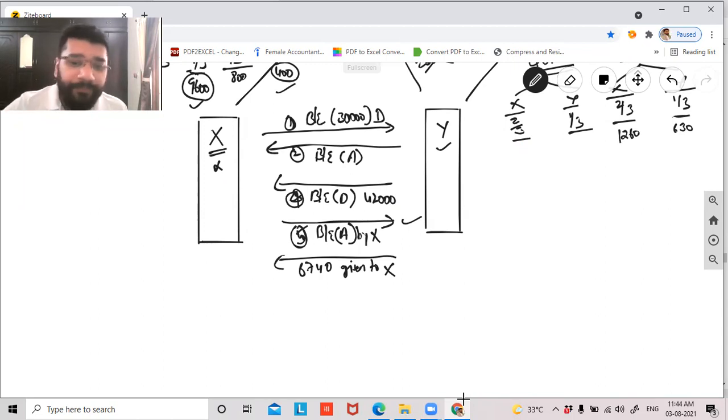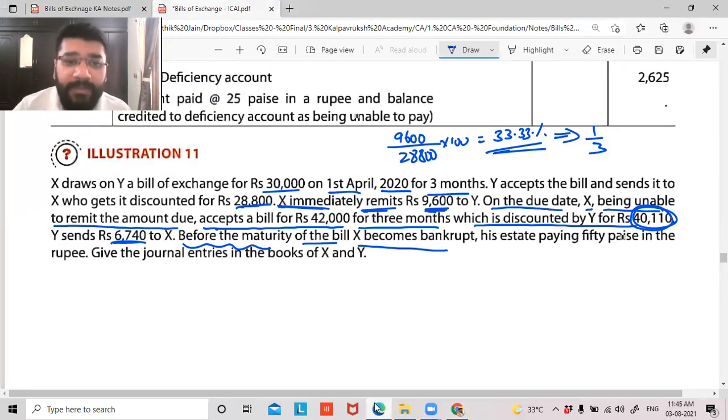Yes, sir. So after that, before the maturity of the bill, X becomes bankrupt. What is bankrupt? He has become a pauper. He does not have any money left. His estate, which means his property, whatever property X has, that has been sold, disposed, and whatever money is recovered from the property is used to set off this liability. There is a liability which X has to pay. We have to make the calculation of that liability.